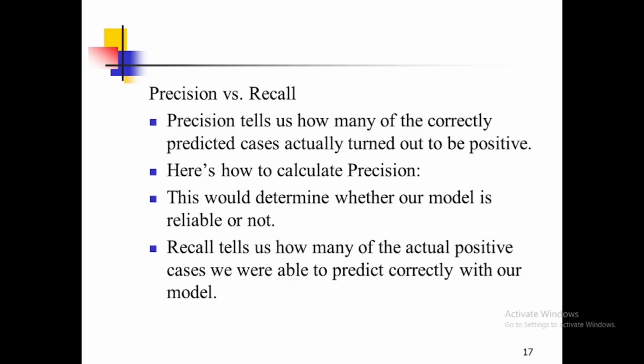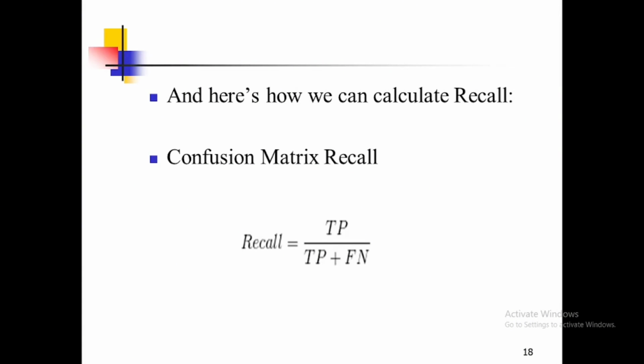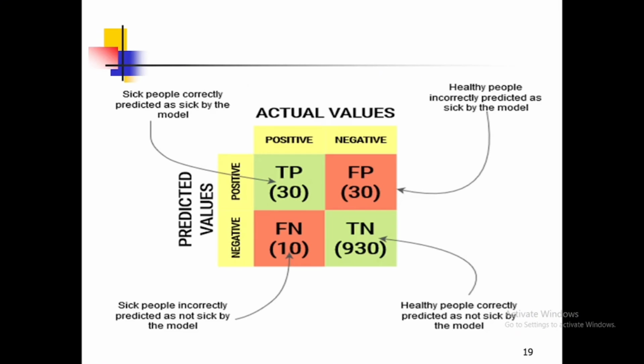Recall tells us how many of the actual positive cases we were able to predict correctly with our model. And here's how we can calculate the recall. From the confusion matrix, recall is calculated as true positive divided by true positive plus false negative. And then the actual values.